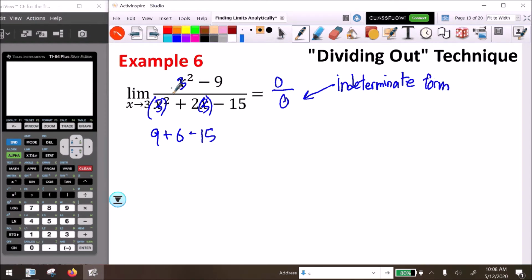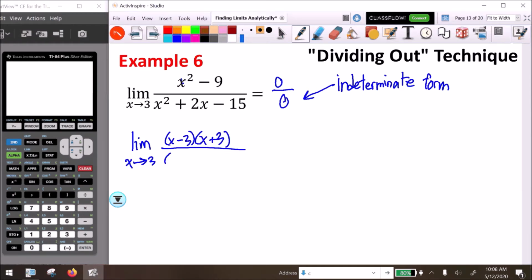There might not even be a limit. This could approach infinity, or it could approach infinity and negative infinity. We don't know what this is yet. So what we're going to do is factor it and divide out. We factor both the numerator and the denominator in this one. The numerator is the same as our previous problem. It's a difference of two squares. x minus 3 and x plus 3 will factor that.